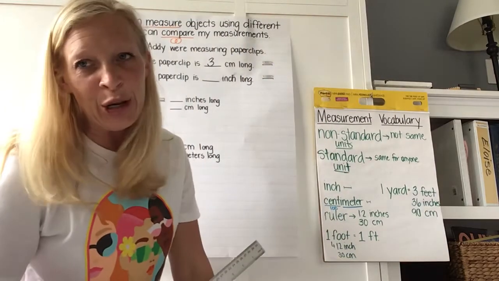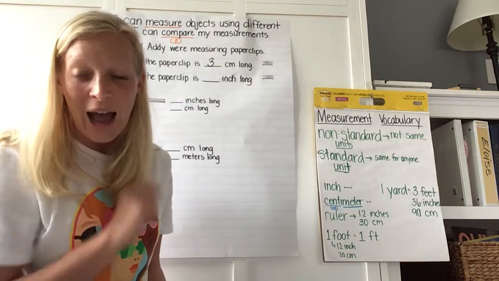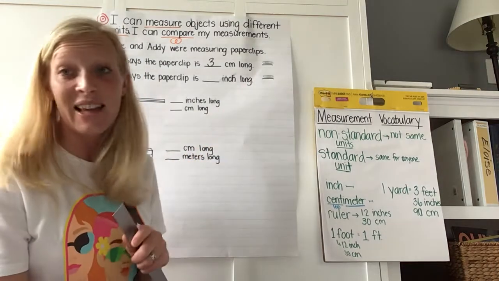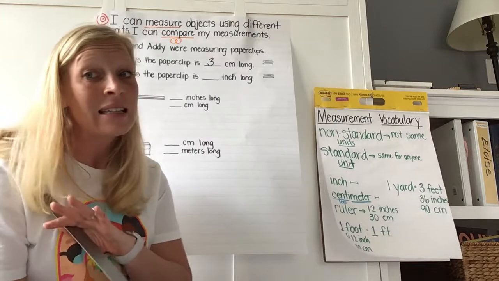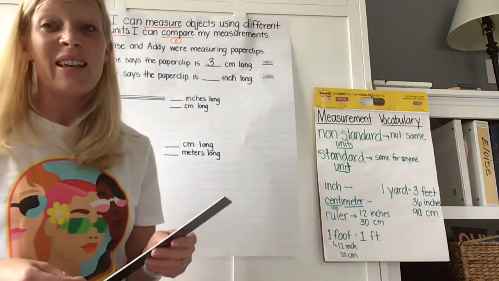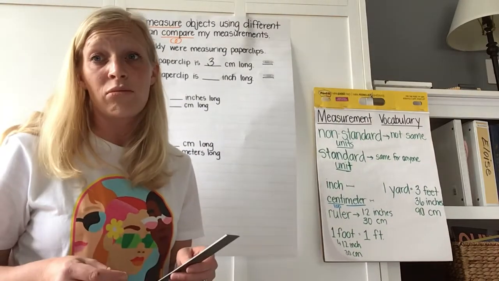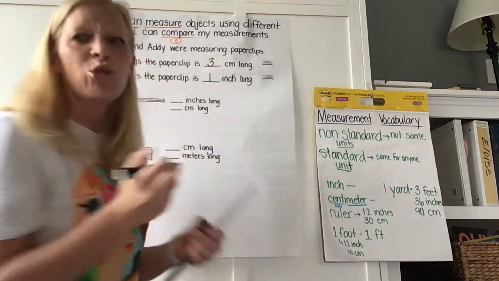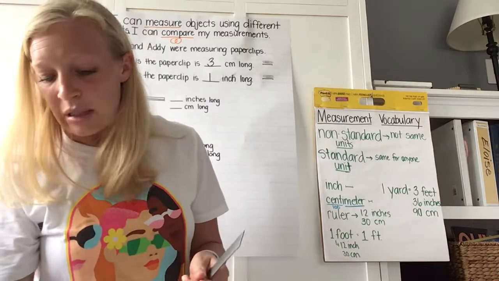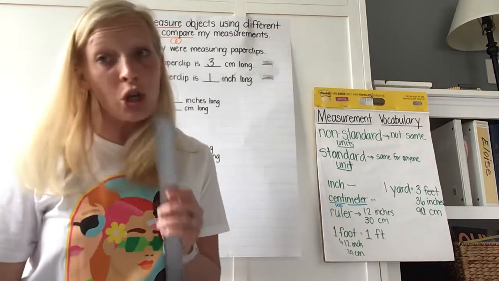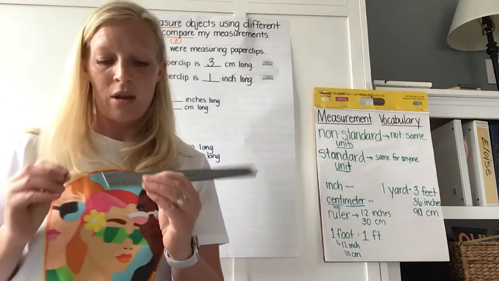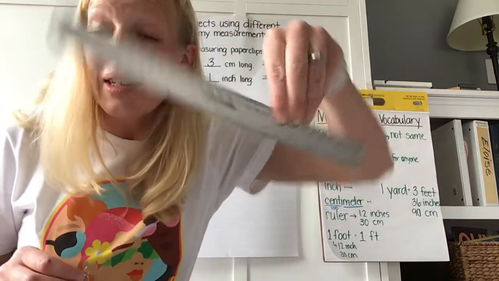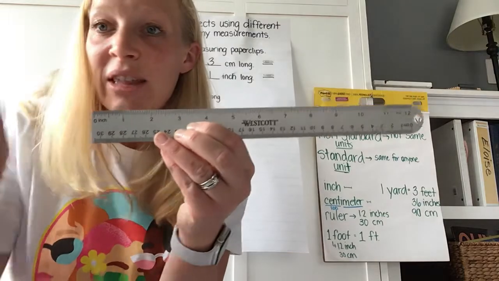Well, Addie says, no, sister. When I measured that same paper clip, looks the exact same. It's not a big one and a little one. Same paper clip. She says, mine was an inch long. 1 inch. About. Close to. Okay? Means maybe it wasn't quite exact, but it was pretty close. And let me show you why she said that. Now, again, my ruler. I have my centimeters on this side, my inches on this side.